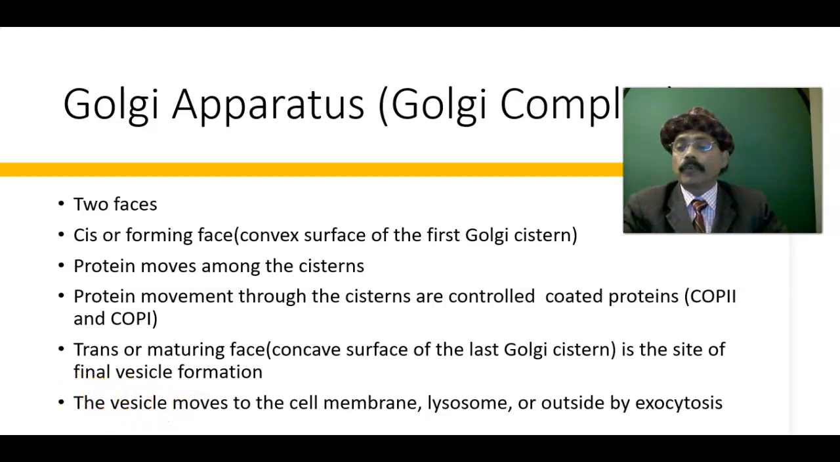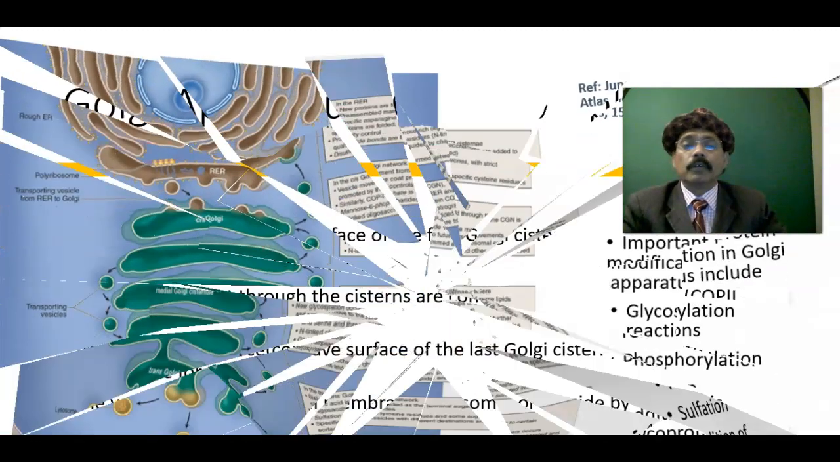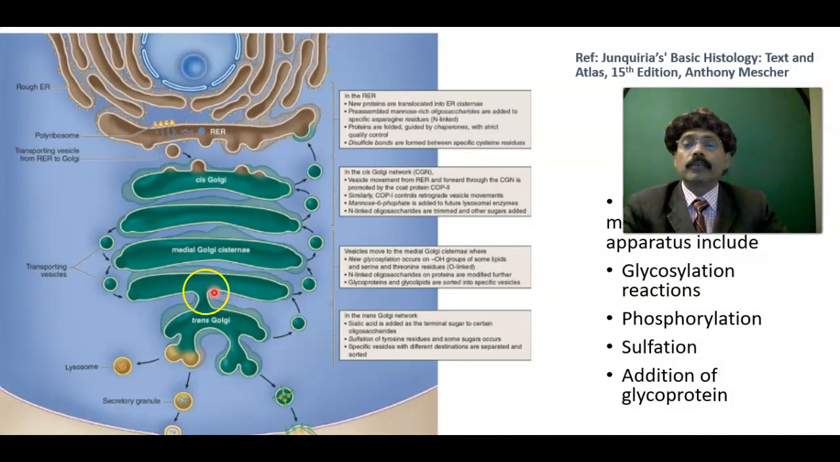Okay, if we go back to our previous image, here is the formation of the vesicle. Something is going to the lysosome, something is going outside the cell by exocytosis, and another vesicle is contributed to the cell membrane.